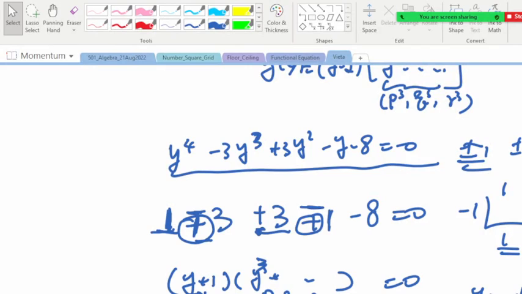Then are we done? Yes. p cube, q cube, r cube are the roots of this one. Then we are done. Yeah. That's here. Yeah.